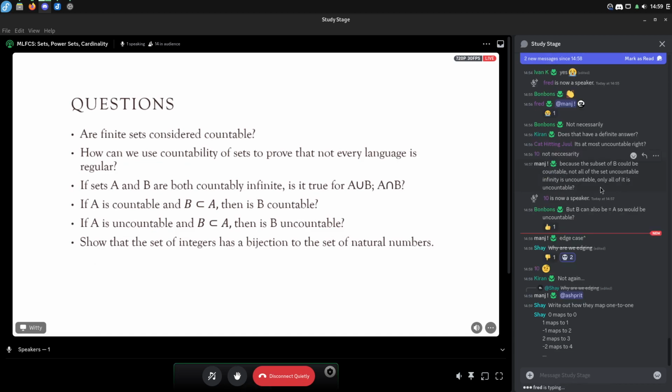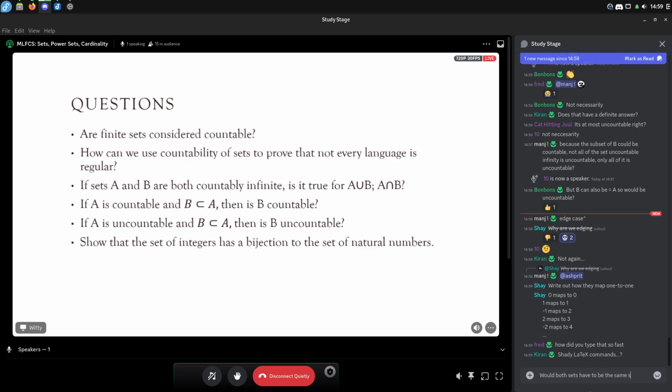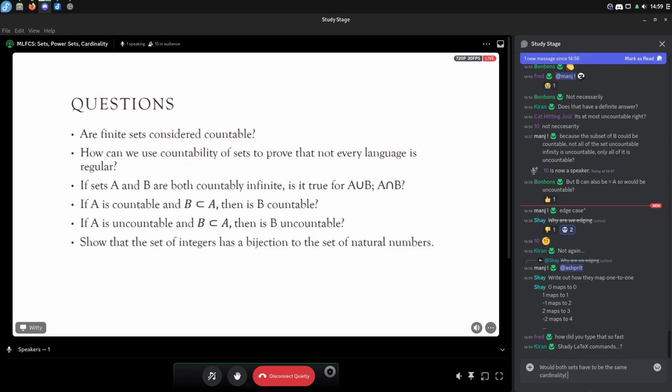Yep, exactly. So you'd have half of them mapping to negative numbers and the other half mapping to the positive numbers. I have no idea how he typed that fast either, but that's Shay for you. Anyway, so that is how you prove that the set of integers has a bijection to the set of natural numbers. They would both be countably infinite, but just the natural number set would be double whatever you have for the integers, if that makes sense. But both of them are countably infinite. Good.